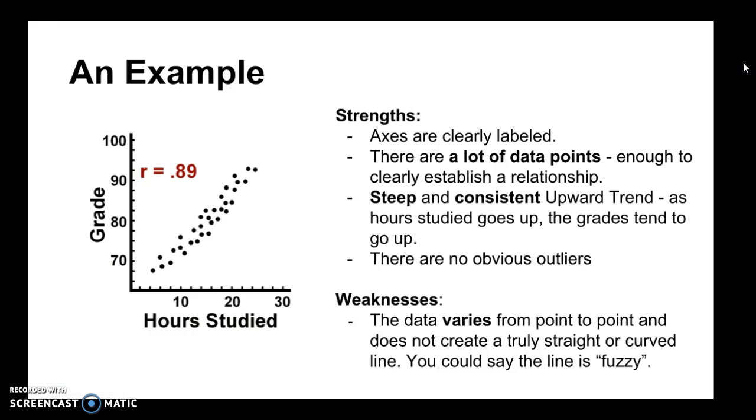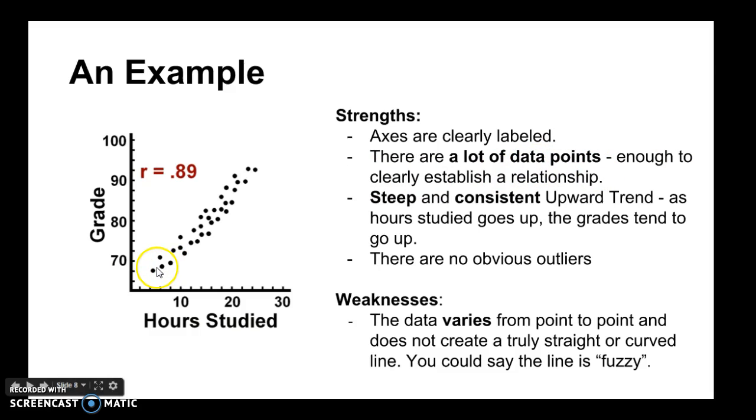So let's look at one more example here. In this graph, it's telling me how the hours that students studied affected the grades that they received. And as we get into discussing this data set, I'll be talking about what the strengths are and what the weaknesses are. So let's start with strengths. The axes are clearly labeled. It's very evident that the x-axis is the hours studied by students and the y-axis is the grade that they received. Second, there are a lot of data points and it's enough to clearly establish a relationship.